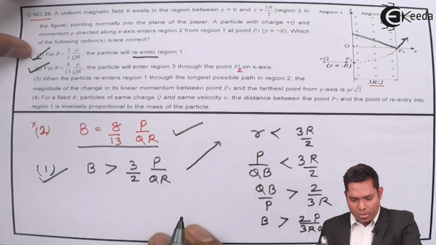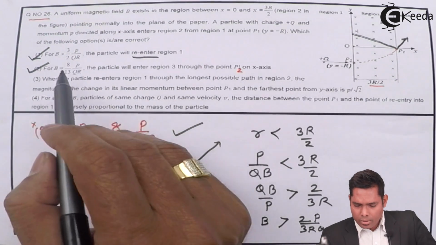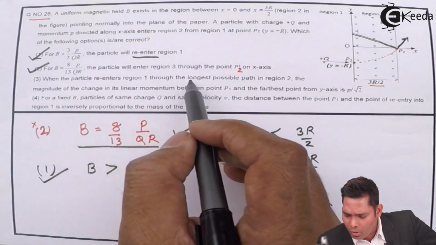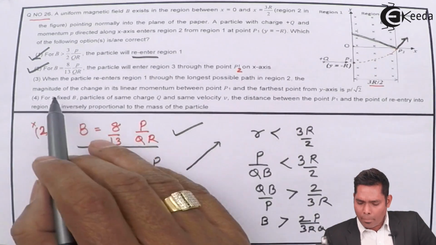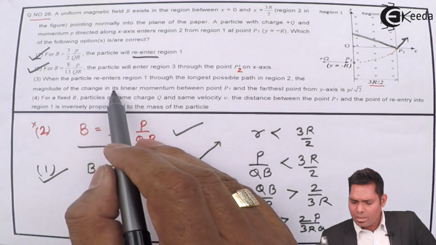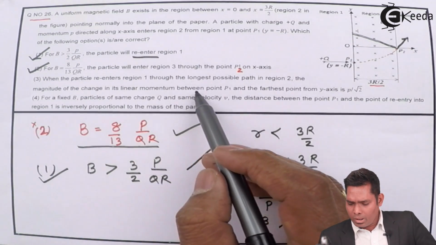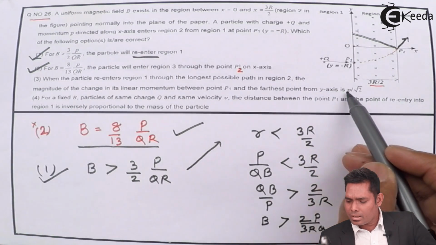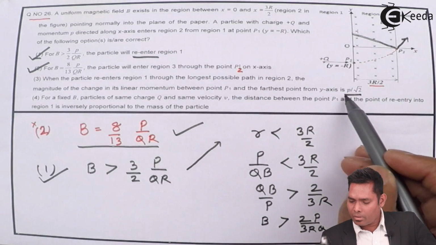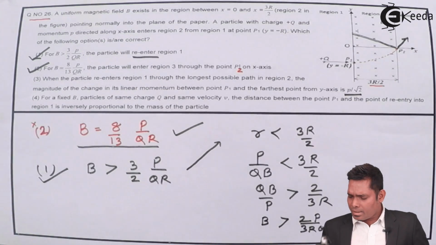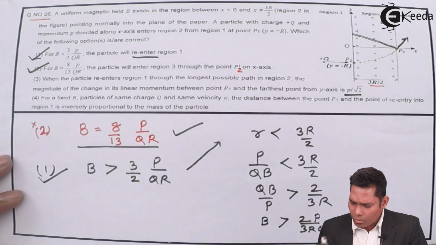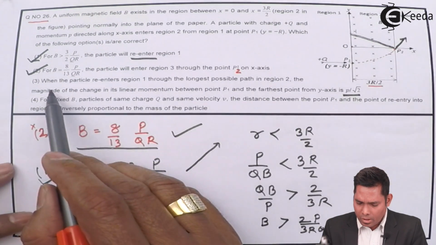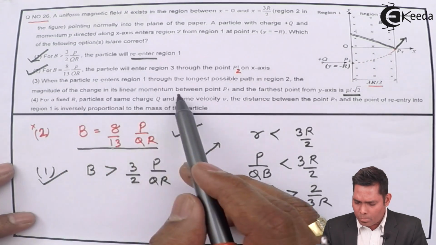Now, as far as option number 3 is concerned, that when the particle re-enters region 1 through the longest possible path in region 2, the magnitude of the change in its linear momentum between the point P1 and the farthest point from the axis is this one. Whether this is correct or not, the farthest point from the y-axis, you can see here the magnitude of change in momentum at P1.